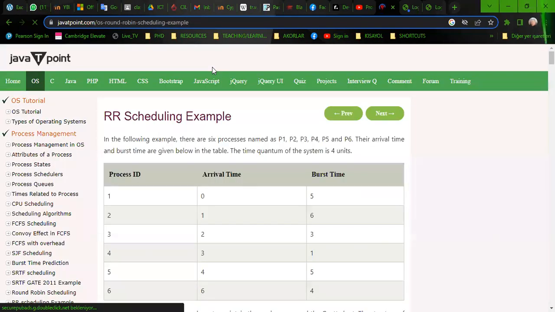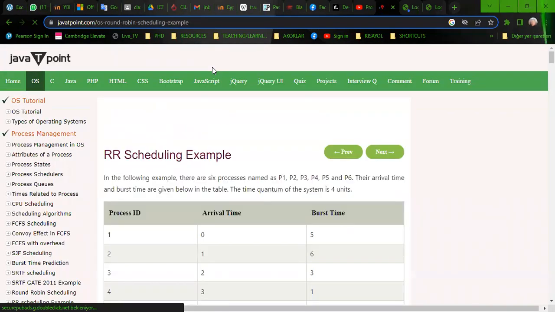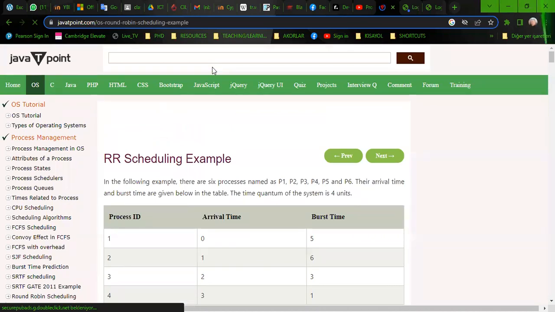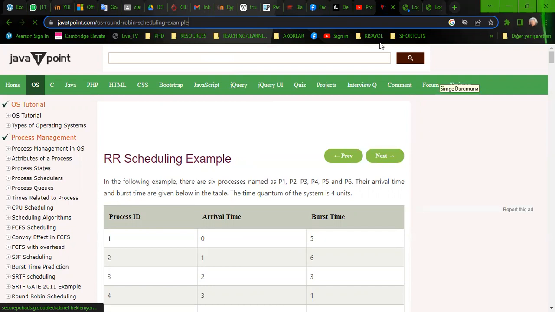Job pool is the pool of processes that are waiting in secondary memory to be loaded to primary memory. That is the name of the pool. Okay, any other question?